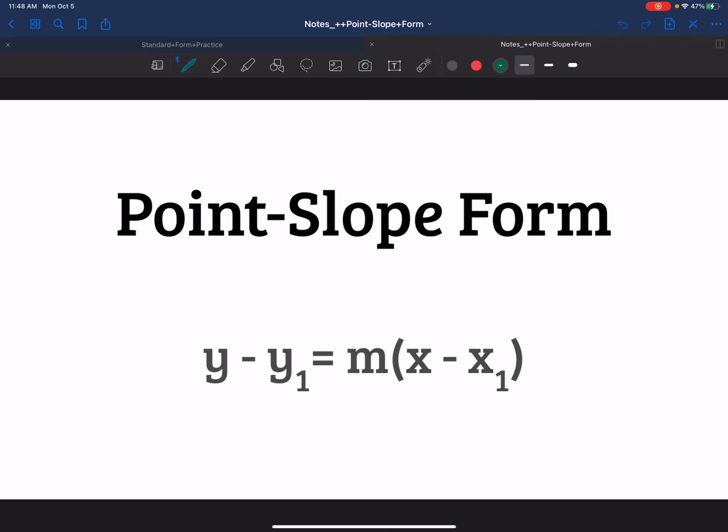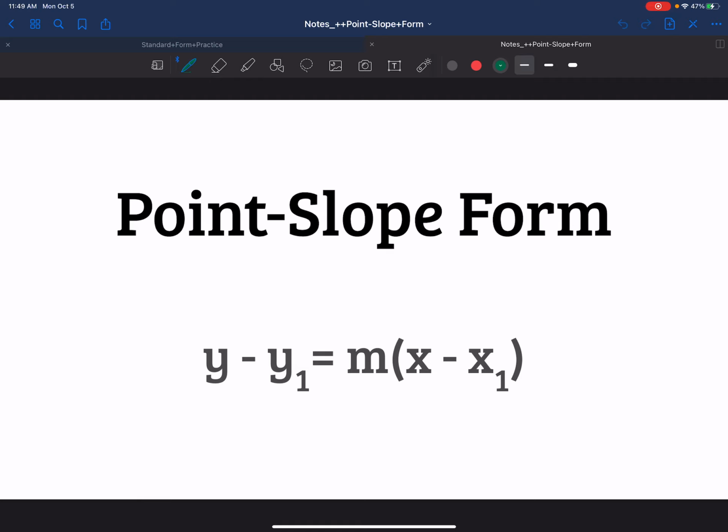Hi, and welcome to my video on point slope form. Today we are going to be covering the third and final form of linear functions. We have previously talked about slope-intercept form, standard form, and now we have our third one, point slope form.